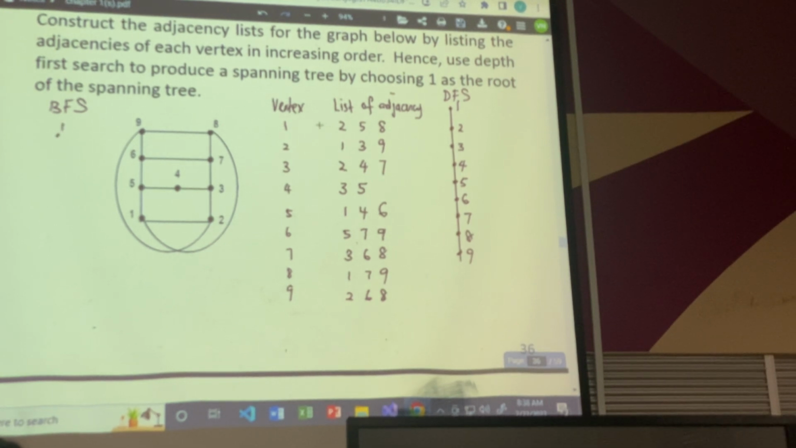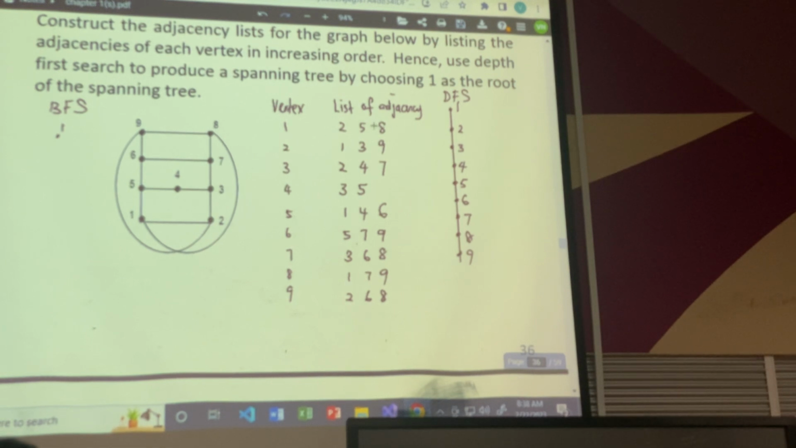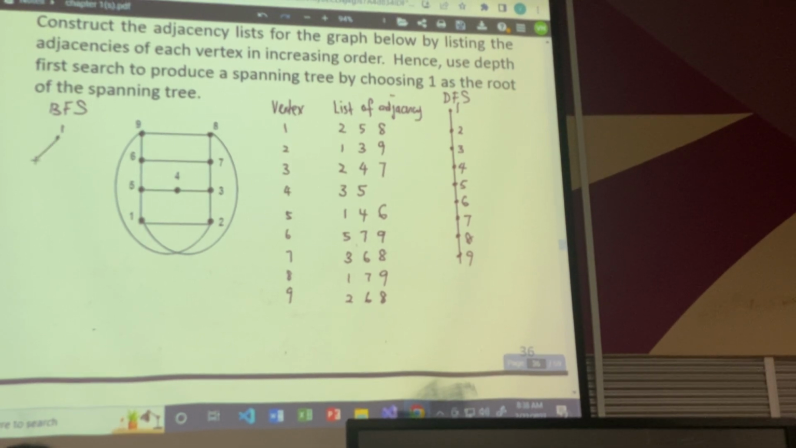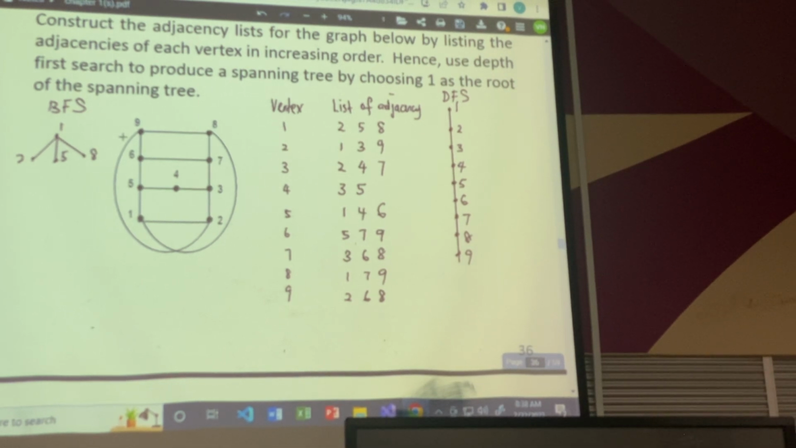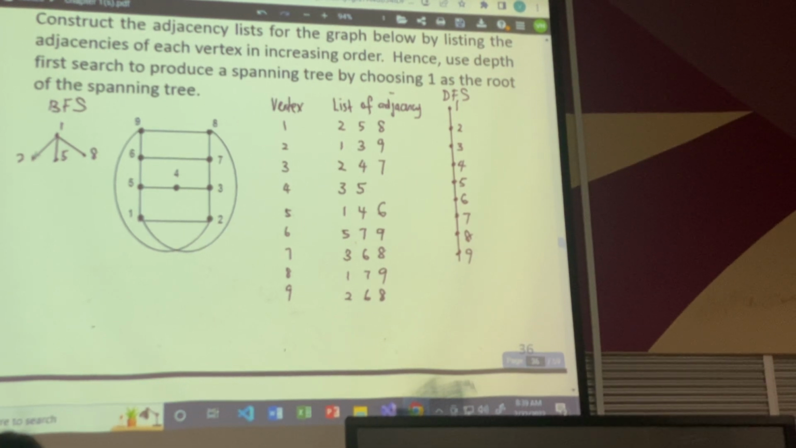You can see that 1 is connected to 2, 5, 8. Just now, we drew the depth first search by connecting the first vertex only. But now for the breadth first search, we will connect all. 2, 5, 8, all join together. So here you have 2, here 5, here 8. Okay? Then you go to the next level.